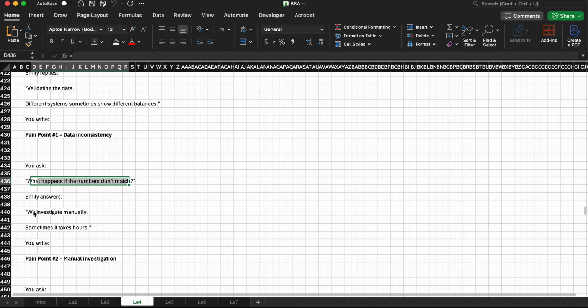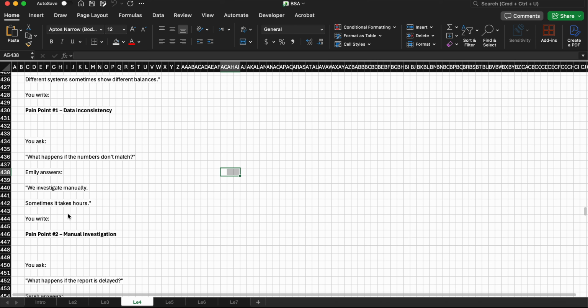Emily answers, we investigate manually. Let's say finance says this is our portfolio balance, one million in loans for 1,000 customers. But the mortgage system, coming from core banking, shows loans for 999 customers and 990,000. So there is a discrepancy here. Emily says they investigate manually today. Sometimes it takes hours, because with 1,000 customers you have to find the difference.